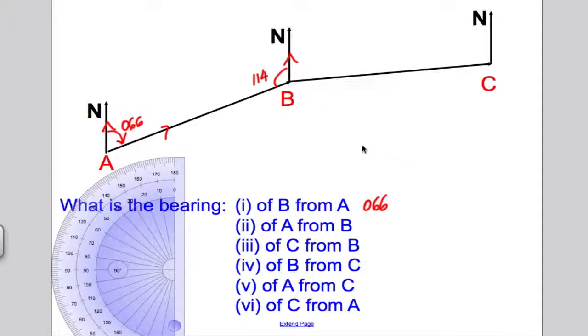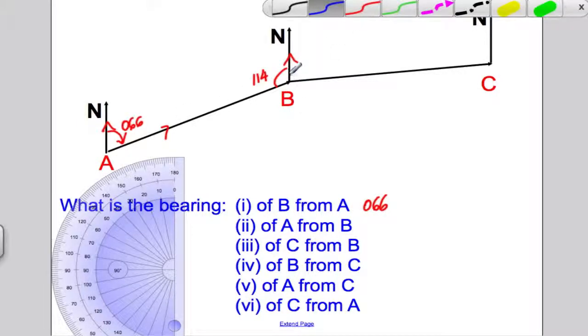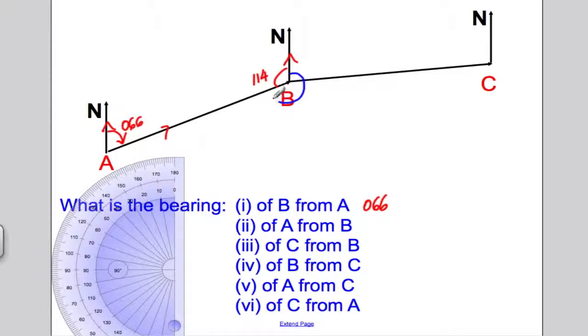Now, therefore, what is the bearing of A from B? If you're starting at B, how do you get back to A? Well, what they're asking for, remember, is from the north, this big angle here. So if you know this one's 114, this one must be 360 subtract 114, which is 246.